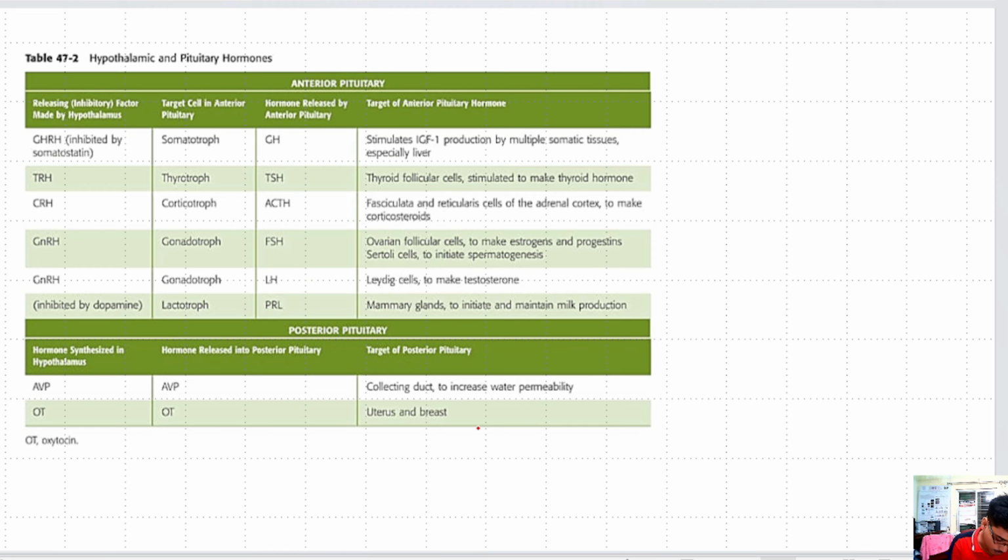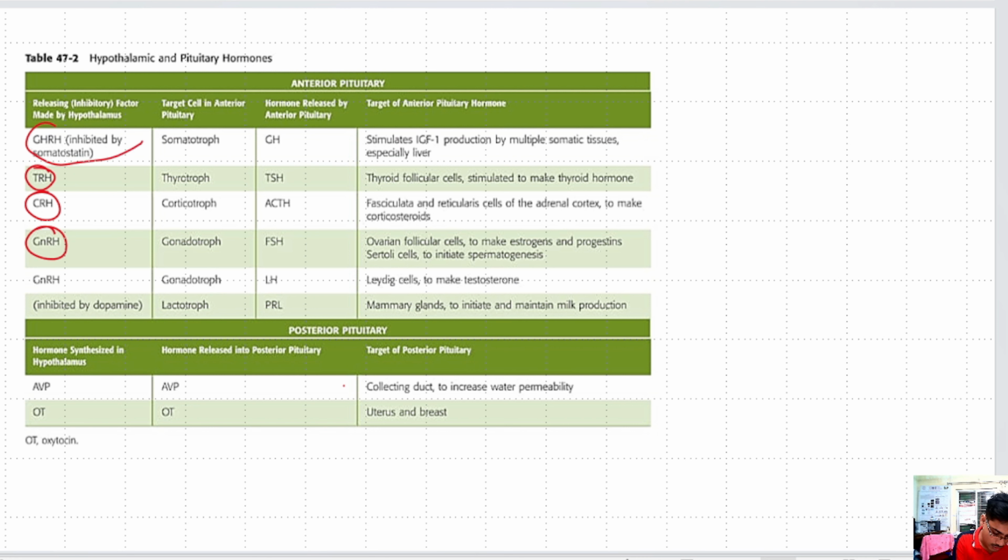In the hypothalamus you have already seen TRH, thyroid releasing hormone, and CRH, corticotropic releasing hormone, and GnRH, gonadotropic releasing hormone. These are kinds of releasing factors, along with GHRH, which is inhibited by somatostatin.